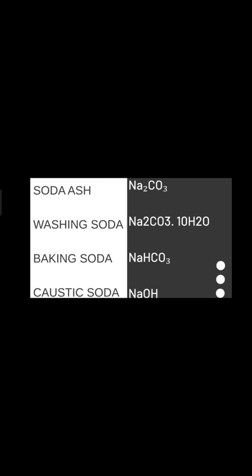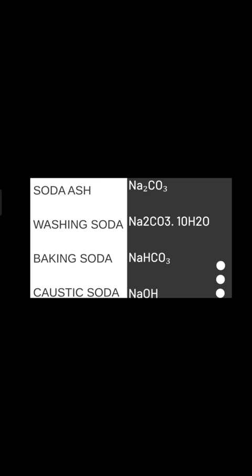Now if you notice closely between the chemical formulas of soda ash and washing soda, the only exception is the 10 molecules of water, and the name of washing soda becomes sodium carbonate decahydrate. Actually, soda ash exists in its various hydrates, and the most common hydrate is the washing soda.